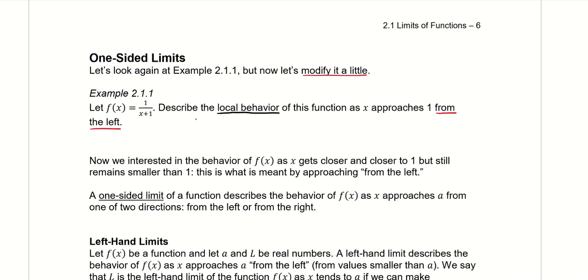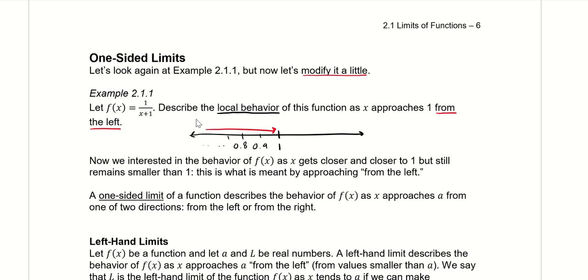The wording here is telling us that we're actually looking for what we call a one-sided limit. I'm just going to draw a very simple number line with just 1 on there. When we're saying describe the local behavior of this function as x approaches 1 from the left, we're saying what is the limit of this function as x approaches 1 specifically from the left side. In terms of values, x is getting closer and closer to 1 but still remaining smaller than 1. That's what we mean by approaching from the left. Like this is, I don't know, 0.9, 0.8, etc.